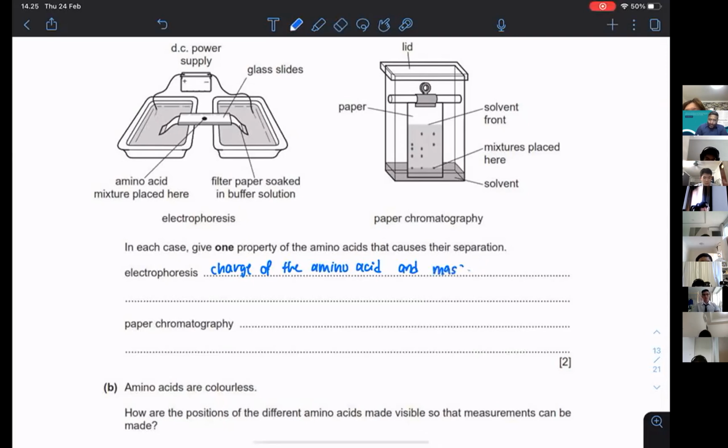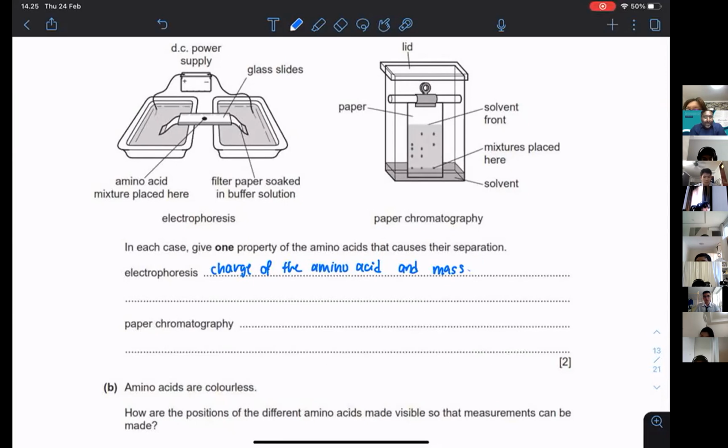So it depends on the charge. If the charge is bigger, it moves faster. If it is neutral, it stays in the middle. If it is positive, it will go to the negative terminal. If it is negative, it will go to the positive terminal. If you have a bigger mass, it is difficult to separate. If you have a smaller mass, it is separated easily.